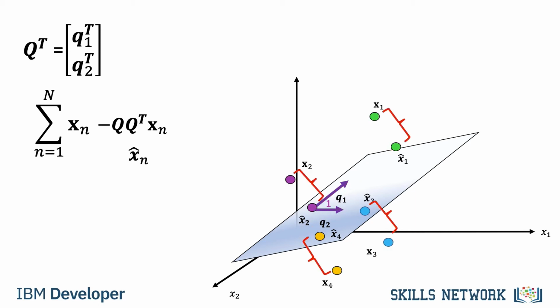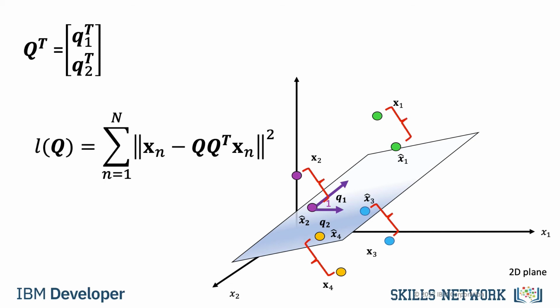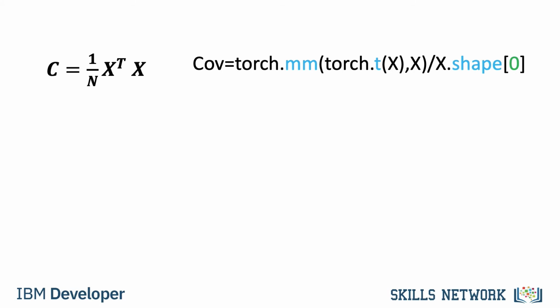We would like to find the best Q that minimizes the difference between x and x hat. We can do this by finding a matrix Q that minimizes the error between x and x hat. That is, just a cost function. If we assume the vectors in Q are an orthonormal basis, we can solve the problem in a few steps. If our data has zero mean, we calculate the covariance matrix C with one line of code in PyTorch.